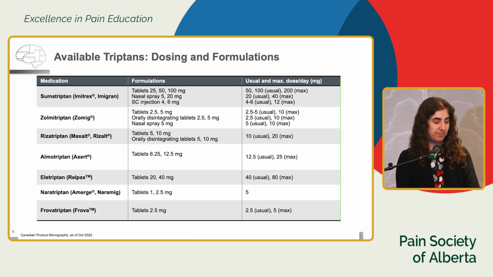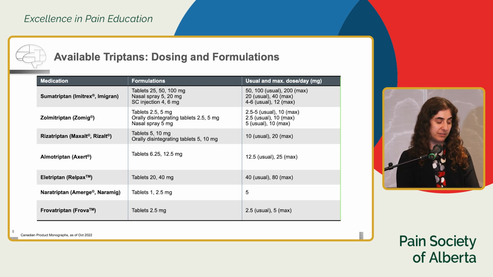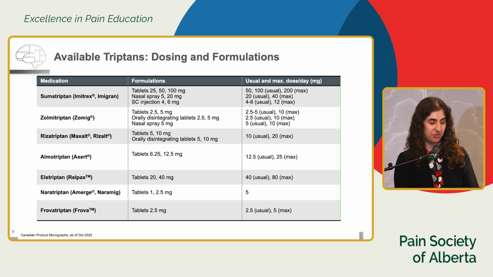So going to the triptans now, these are the ones that are available in Canada. So there's 7 of them available. They have some different qualities to them. Some work faster, some work slower, some have longer half-lives. So I think it's important to understand the character of the headache that the patient describes so that they could be better suited to choosing a medication for them.